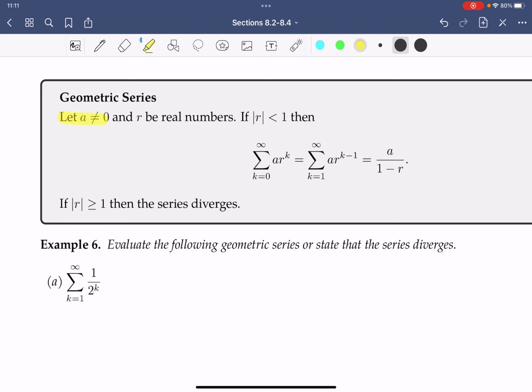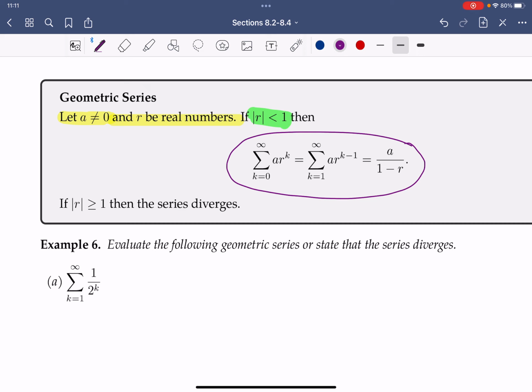When you have a not equal to 0 and r is a real number, if absolute r is less than 1, then the geometric series, summation of ar to the k, k equal to 0 to infinity, or the same thing with summation of ar to the k minus 1, k starting from 1 to infinity, is going to be a over 1 minus r. Basically, you can memorize that it's the first term over 1 minus the common ratio. This is the best way to memorize the geometric series.